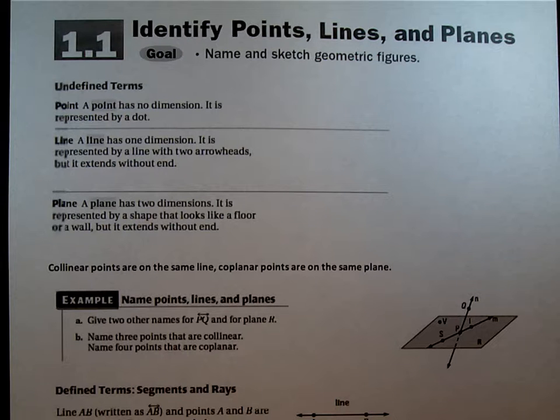Okay, so in section 1.1, we're going to talk about some basics of geometry that we build on. A lot of these are concepts that you're familiar with, but we want to make sure that we know how to communicate with each other and name these things, so that when I'm talking about a certain line, you're talking about the exact same line. So that's basically what it comes down to.